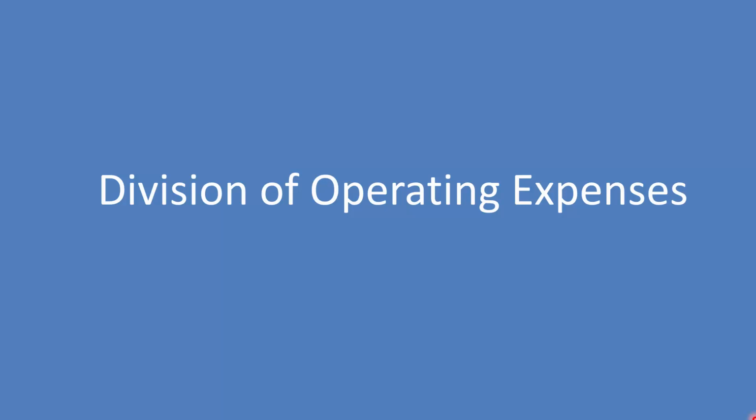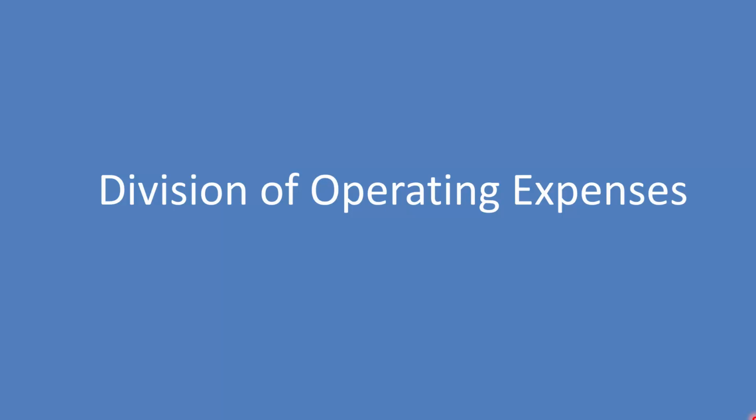Division of operating expenses. As you have seen, the operating expenses are the most important part of the profit and loss statement that in most cases decides about the profitability of the business. So we'll have a look at how the cost can be divided, and we'll try to later on analyze them in more details.